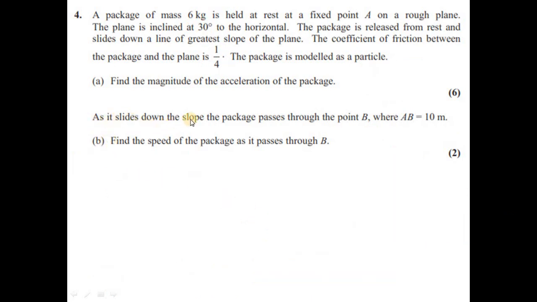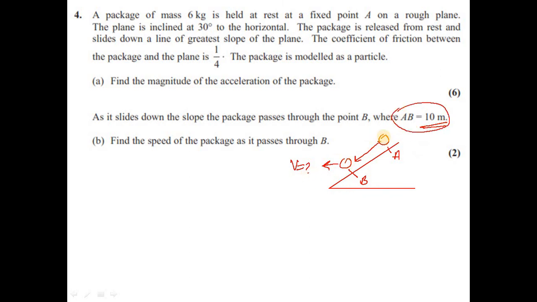As it slides down the slope, the package passes through the point B where AB is 10 meters. Find the speed of the package as it is passing through B. It's a straightforward question. So you have an inclined plane, particle at A, from where you just release a particle and it is sliding down. There is some point B. When it is passing B, it has some velocity. Of course, you need to figure out that velocity. The distance between A and B is given, which is 10 meters.